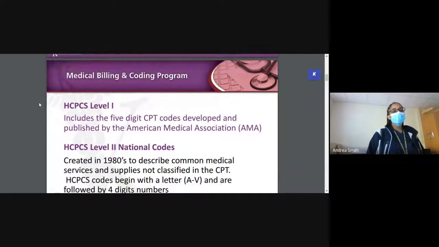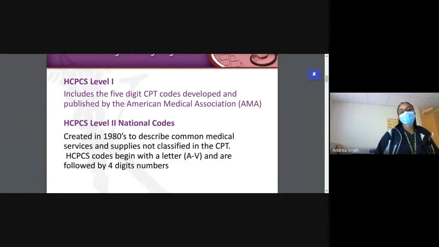You have your workbook or the student printout. Please follow along. HITPIX Level 1 includes the 5-digit CPT codes developed and published by the American Medical Association, the AMA. HITPIX Level 2 national codes were created in the 1980s to describe common medical services and supplies not classified in the CPT manual. HITPIX codes begin with the letter A through V and are followed by 4-digit numbers.